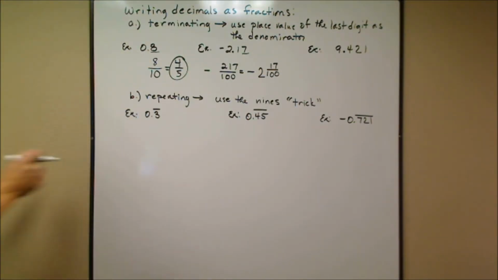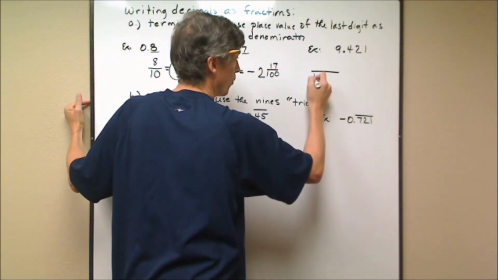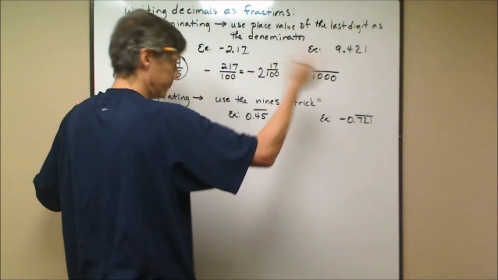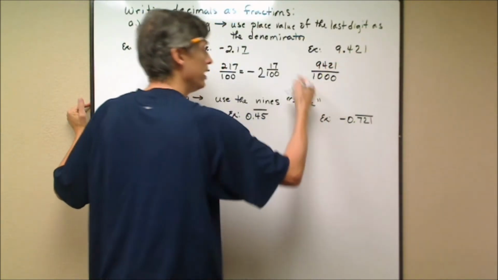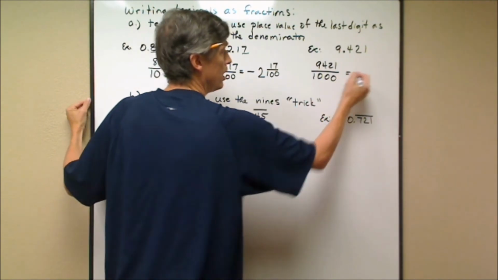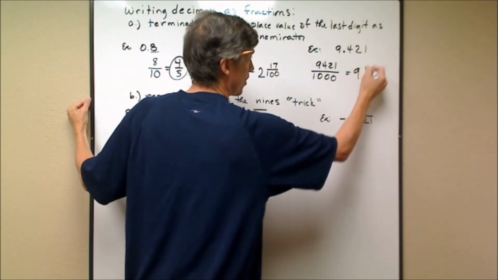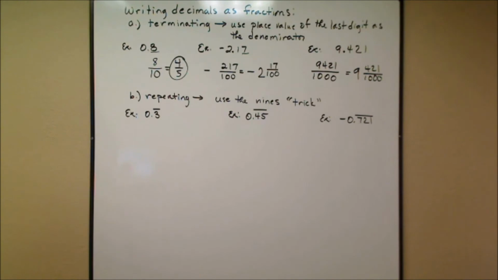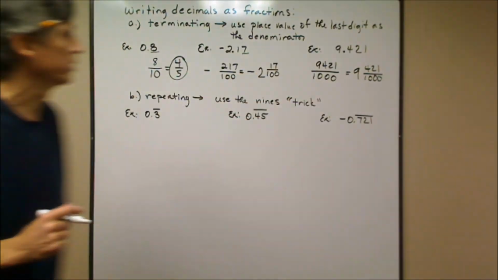On my third example here, I have tenths, hundredths, thousandths. So my denominator is going to be 1,000, and my numerator is going to be what this number is without the decimal point, or 9,421. If you want to change this into a mixed number, you divide. 1,000 goes into 9,421 9 times with 421 left over, all over 1,000. And fortunately for me, that one does not simplify either, so I don't have to do any additional steps. And there they are as improper and as mixed, these last 2 examples.